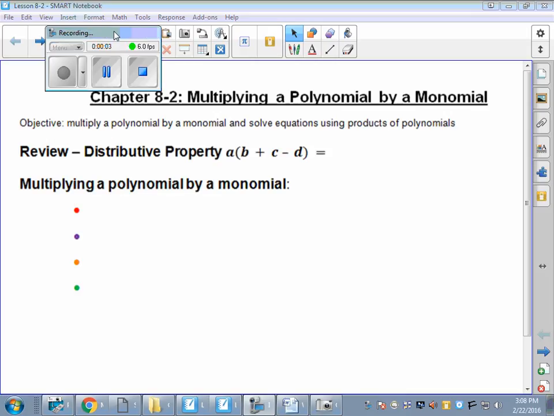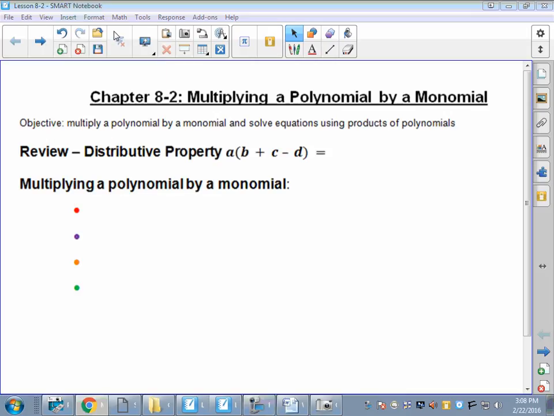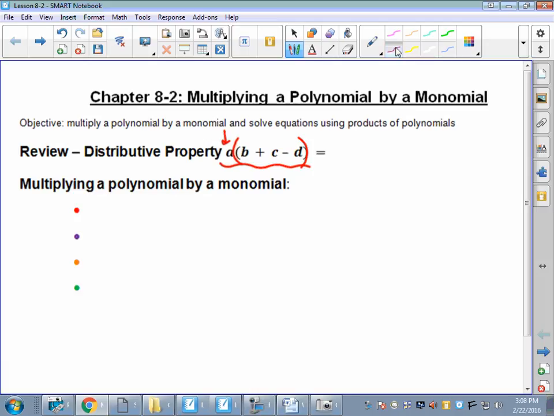Hi everybody. Let's talk about section 8.2, multiplying a polynomial by a monomial. It's going to look a lot like this distributive property review right here. We're going to have some term, a, on the outside, and we're going to multiply it by a set of parentheses. So my monomial is the term on the outside, and my polynomial is inside the parentheses.